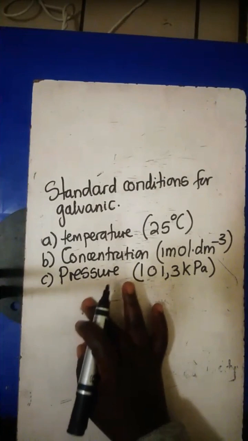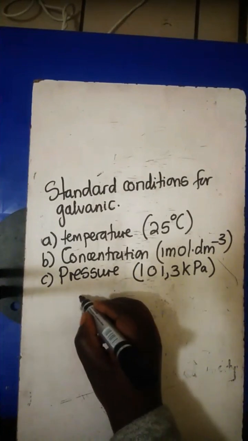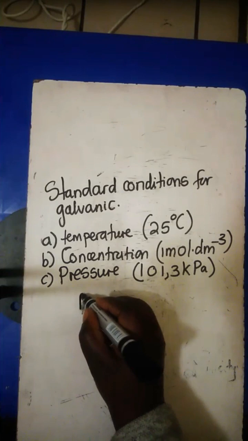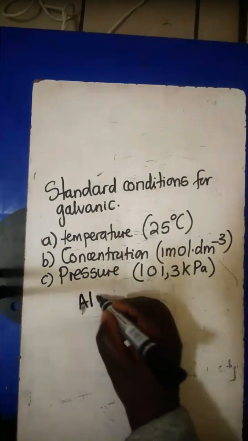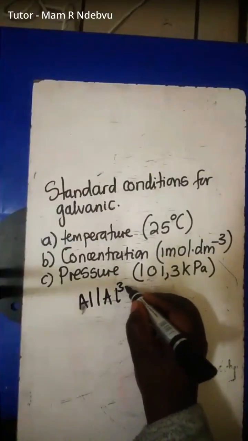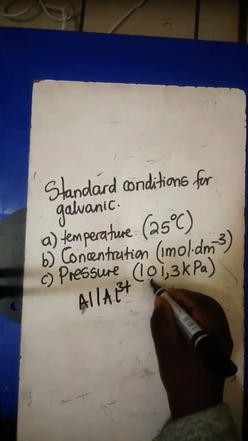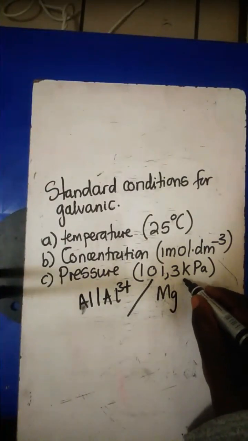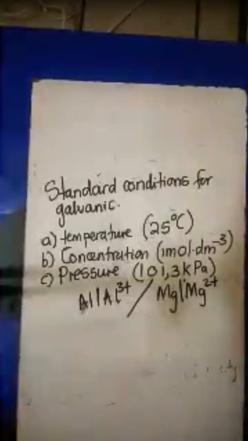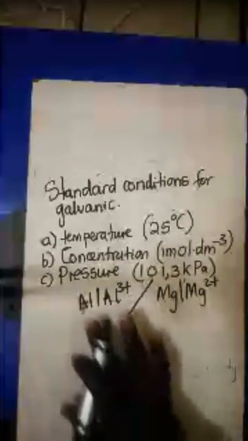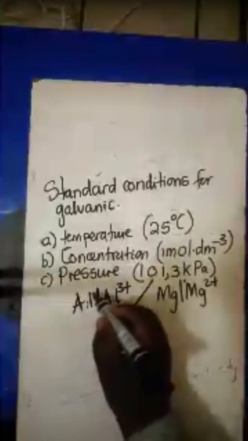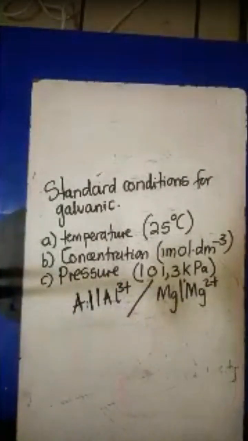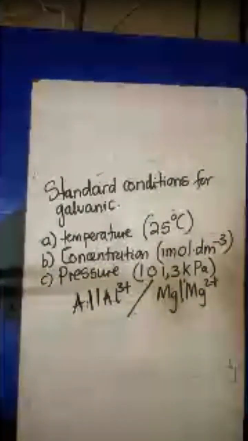I want us to first of all start with an element called aluminium, Al3+. Then we have another half cell, Mg and Mg2+. Let's look at these two cells. Remember, I said the galvanic cell has got 2 containers. So one of the containers will contain aluminium, and one of the containers will contain magnesium.